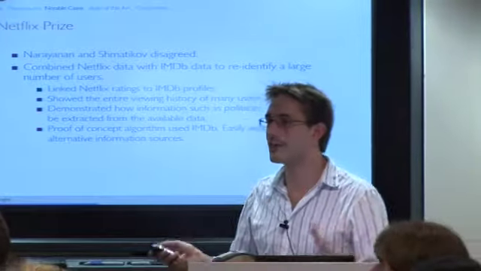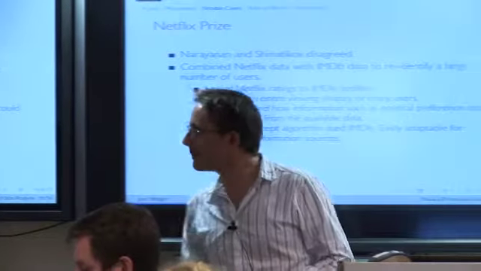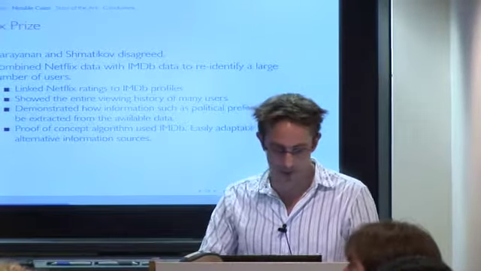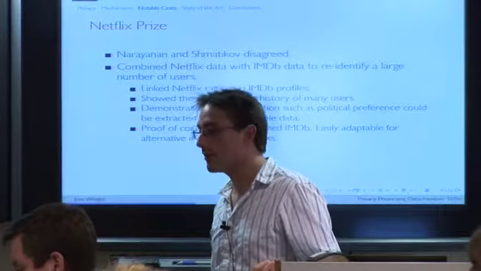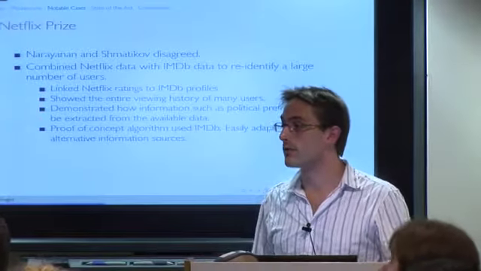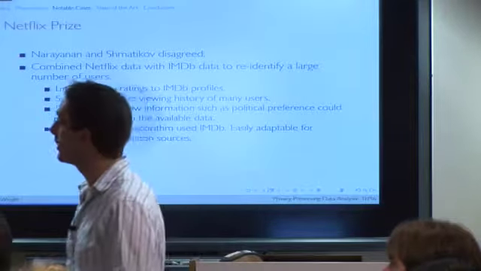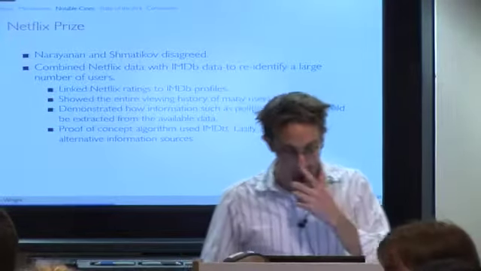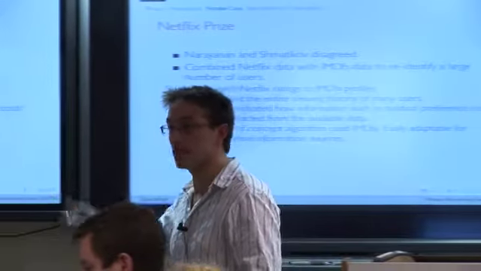Now, this is a very dangerous thing to say in the privacy community. But two researchers at the University of, I think, Austin, Texas, Narayanan and Shmatikov, disagreed. What they did was look at this database not to improve the ratings algorithm, but to re-identify the users in the database. They said, there's so much information here, surely we can find out who these people are. So they took the ratings that were published in the Netflix database and linked them to IMDb profiles.